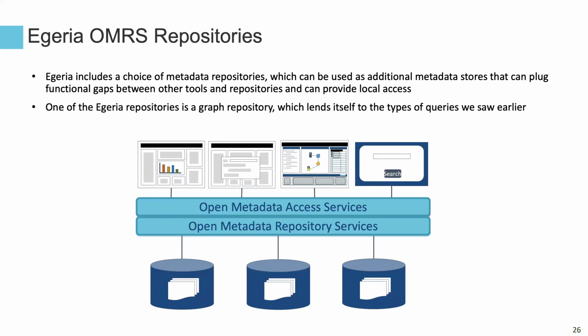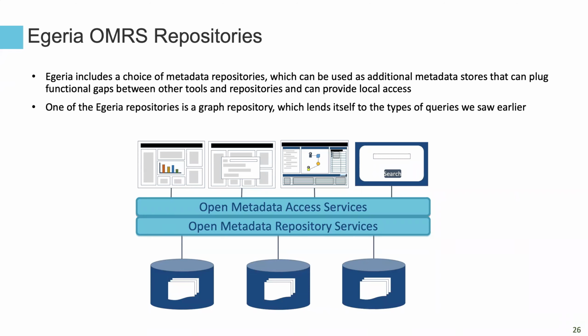You can always go back to the authoritative source and use that federated query mechanism in order to find the metadata. But sometimes it's going to be more performant to have taken a local copy. And there are times when there may be functional gaps between other tools and repositories, and actually it's better to map the remote metadata into an Egeria repository, which has full support for the Open Metadata type system, for example. And so we have an Egeria provided repository, which is storing reference copies.